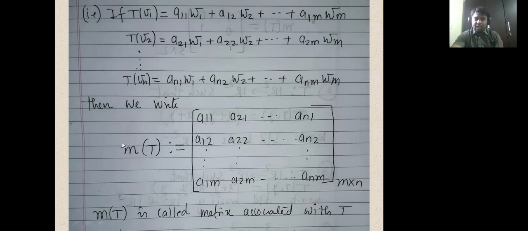This symbol M of T we are calling the matrix associated with T. This is the notation for the matrix associated with T. One more thing you should keep in mind: we can compute the matrix only by using bases. There is no other way to find the matrix. We compute the matrix of a linear transformation with respect to a basis for the domain and a basis for the codomain. This is the only way. Now we'll see exercises.